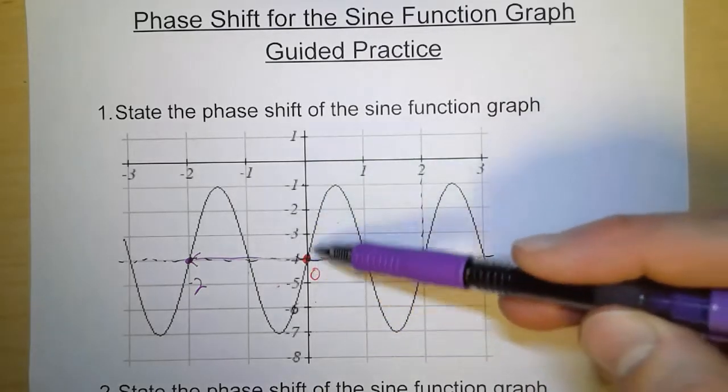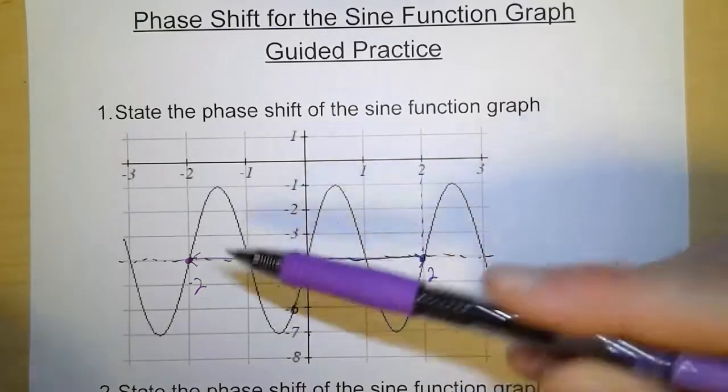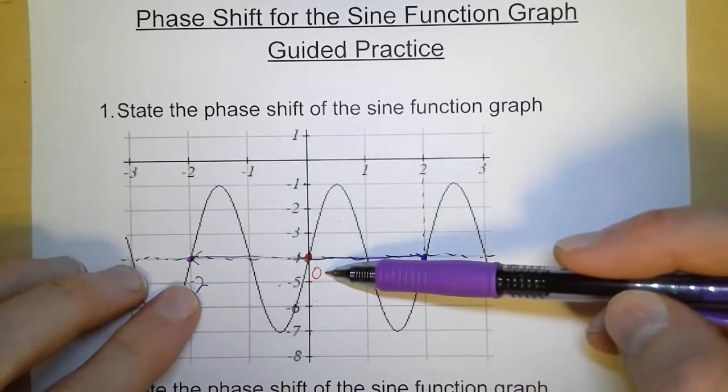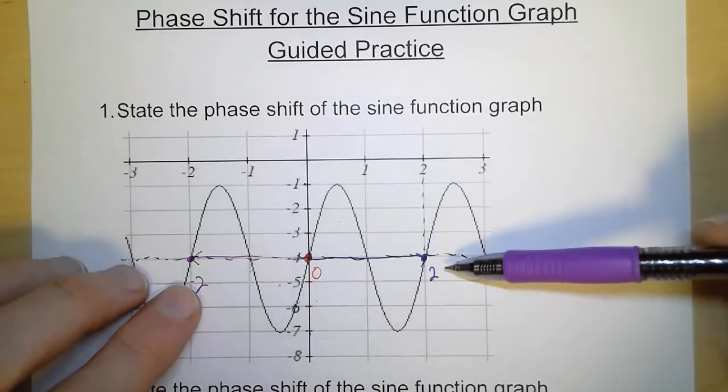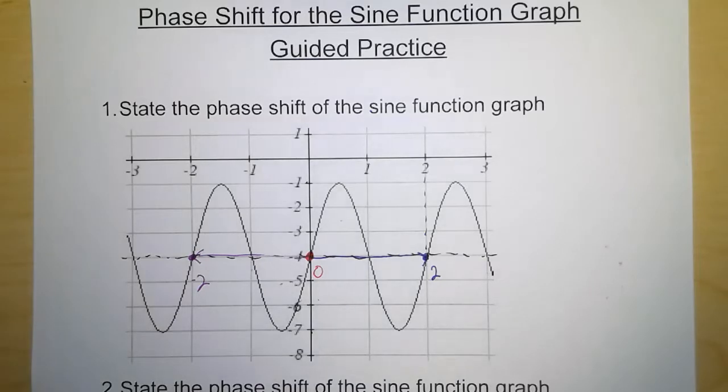So for this one, it takes 2 on the x-axis before this graph starts over again. So from -2 to 0 is 2, from 0 to 2 is 2, so we could say that the next phase shift is 4. Now some teachers always say pick the phase shift that's the closest to the y-axis, but it doesn't matter. They're all equally valid.